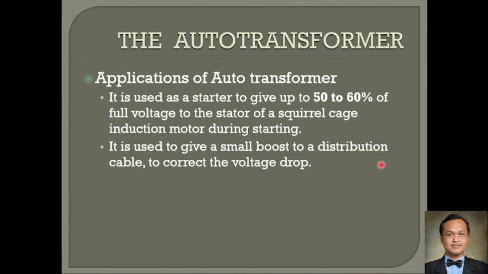So it is used to give a small boost to a distribution cable to correct the voltage drop. It is just correction for the voltage drop, because voltage drop is just a small amount of the voltage that is being lost. So auto transformer can somewhat compensate for the tap changer of an ordinary transformer. So if the setting is not met by a tap changer, then an auto transformer can be used.